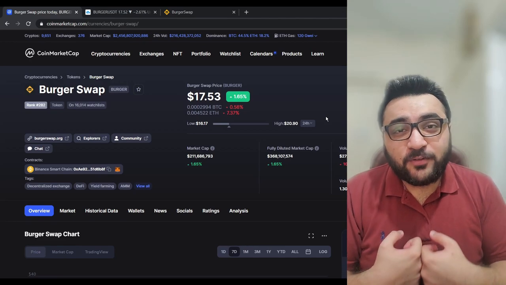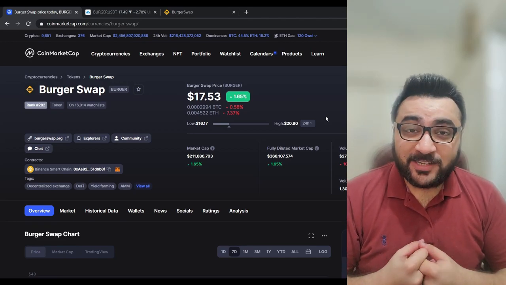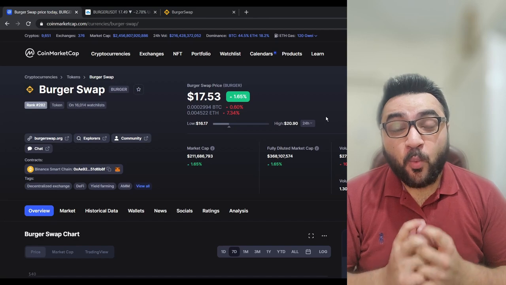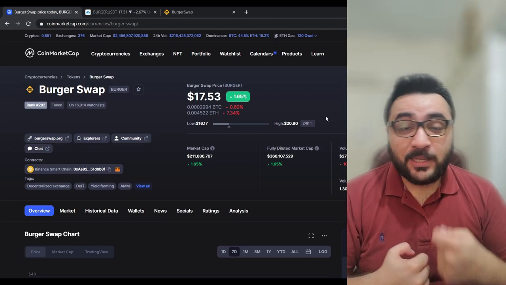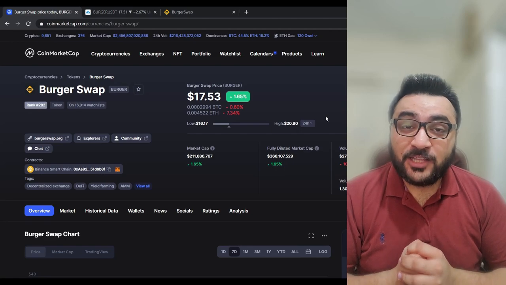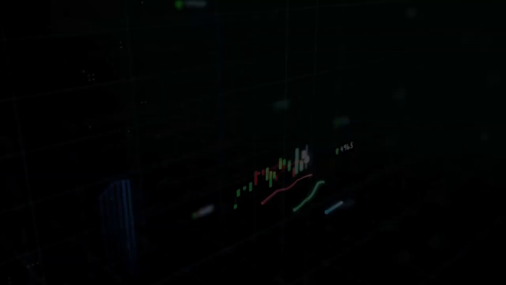Today, we're going to deep dive into BurgerSwap. We're going to look at the price analysis, and we're going to look at what exactly BurgerSwap is and why you should invest in it. Lastly, we'll also look at the price prediction. So let's get started.